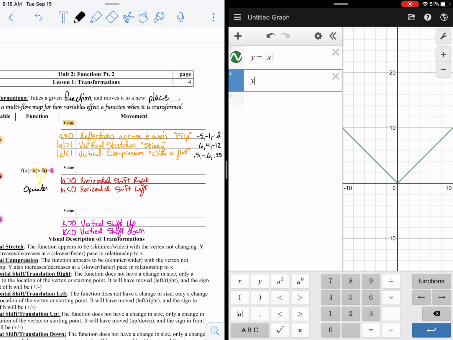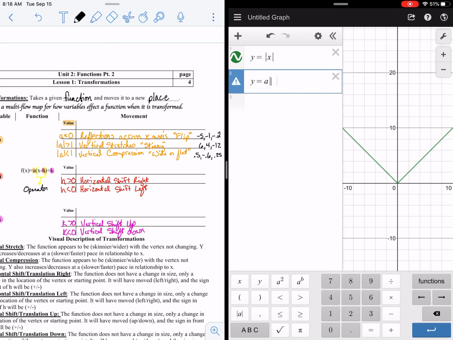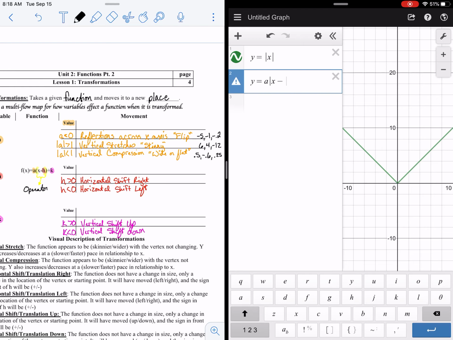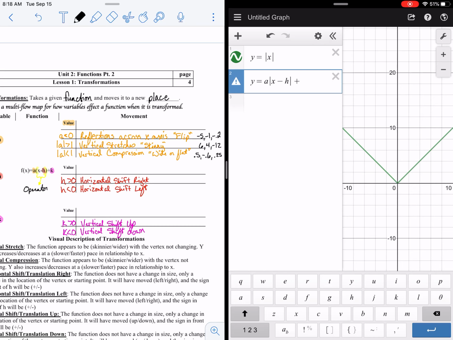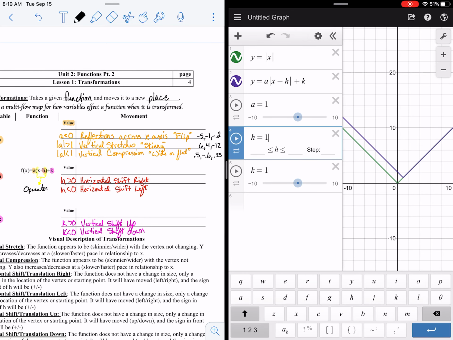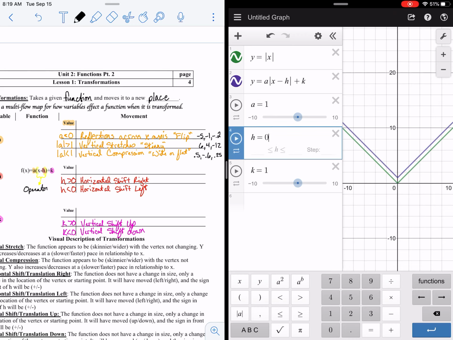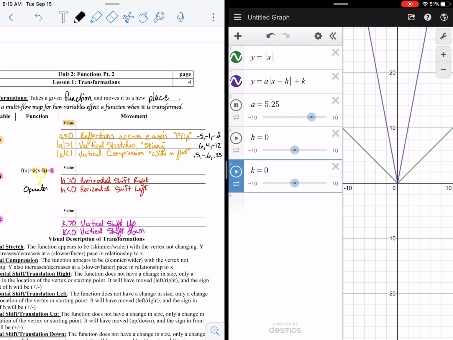And then you want to type in y equals A absolute value x minus H, then plus K, and you want to select sliders for all. Now, again, we're focusing just on our A values right now. So H is 0 because we don't want to move it left, right. K also 0 because we don't want to move it up or down. We only want to focus on what happens to the graph when our A values adjust.